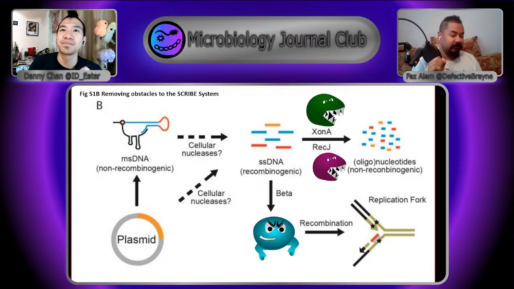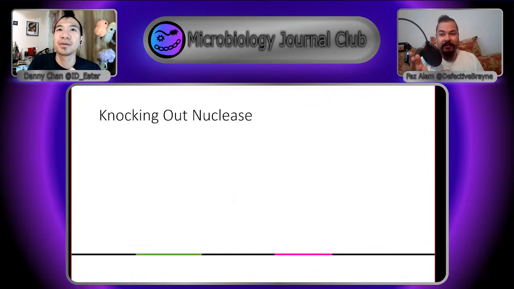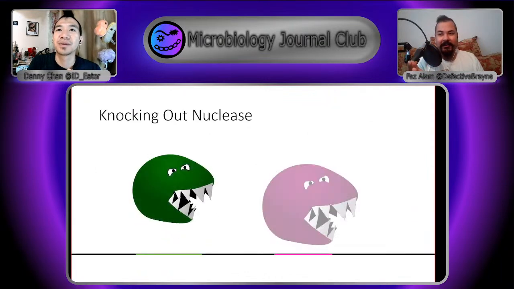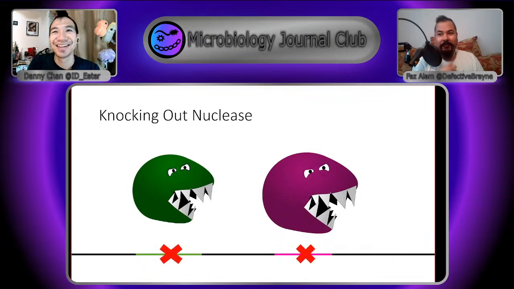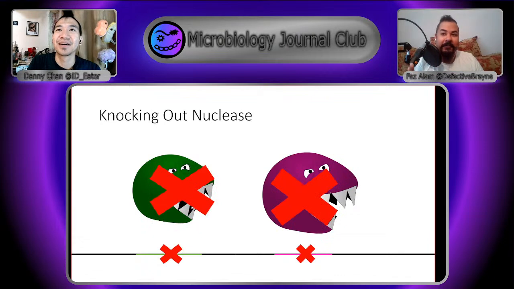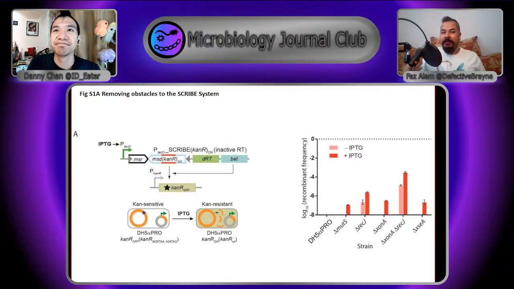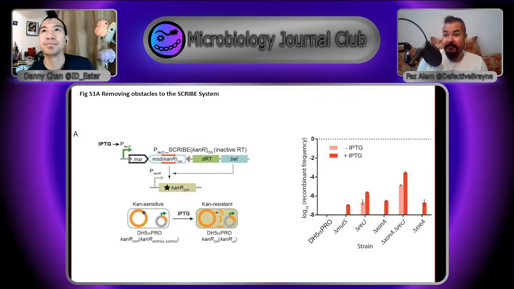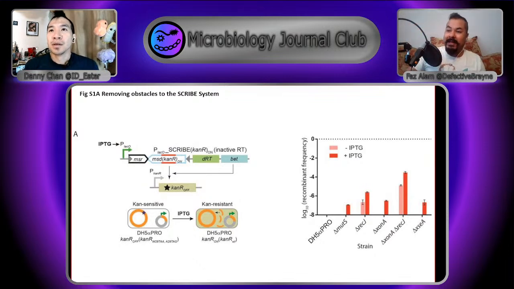So what do we do about these? Well, we find the genes that create these nucleases and knock them out. Once you knock those genes out, you remove an obstacle to this happening. So this is what they did. They created some E. coli where they knocked out certain genes that they thought might be nucleases, or genes that might be antagonizing this process. And they found that the ones that gave the most recombination when knocked out were XonA and RecJ.